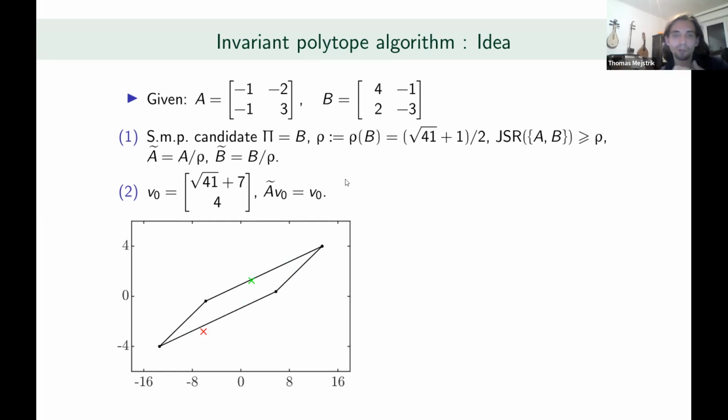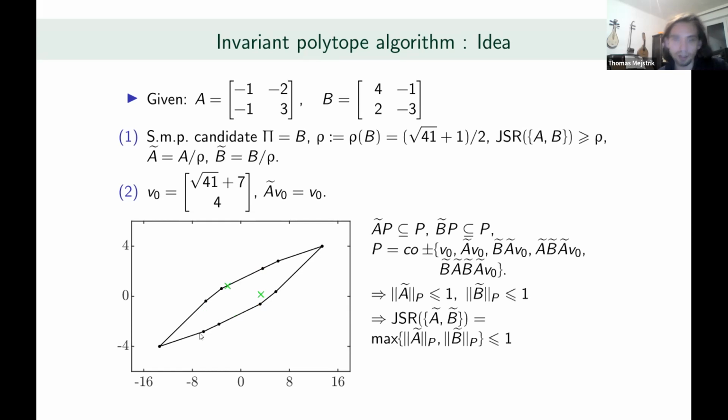Because the boundaries are straight lines, we only have to consider the edges. So in this case, we have to consider two children. The green one is A V0, and the red one is BA V0. BA V0 is outside, so we add it to our not yet invariant polytope and look at all children of this vertex. One is inside, one is outside again, so we do it again. One is outside again, we do it again. And now all children are inside.